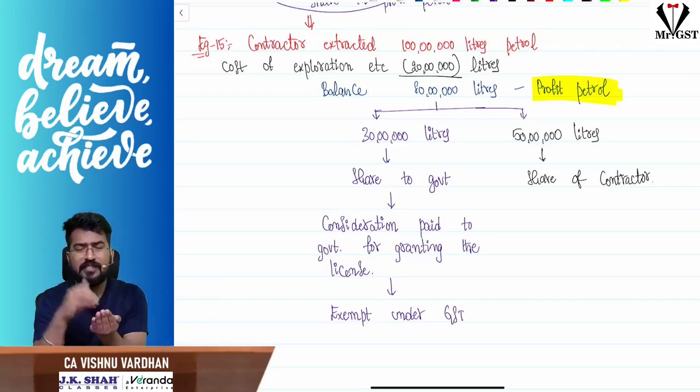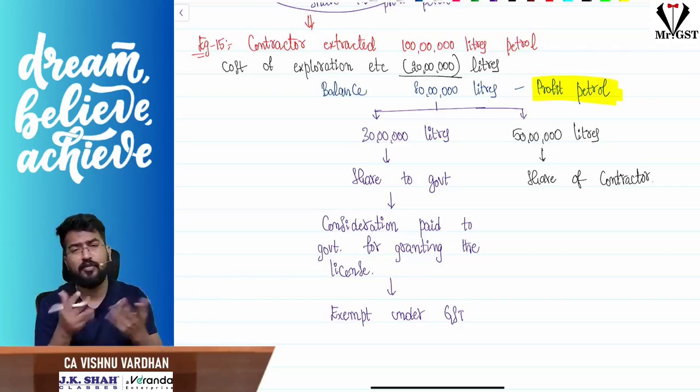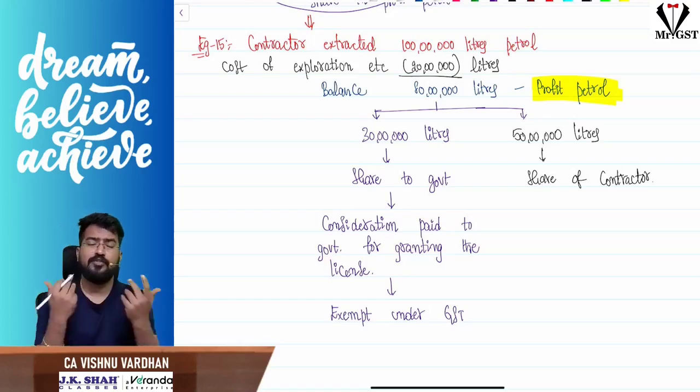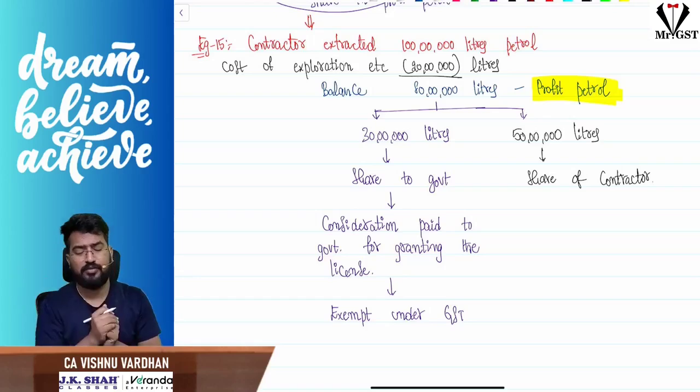Now, what is the government getting from this 20 lakh liters of petrol? Nothing. So there is no consideration here to the government. Nothing has been paid to the government. No service is provided to the government, and no goods are sold to the government.